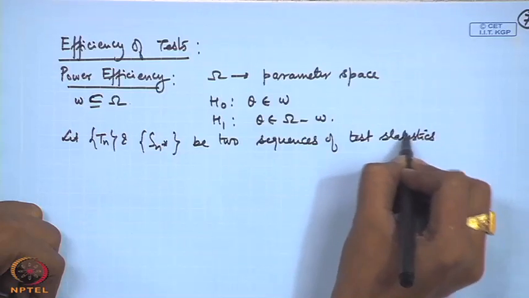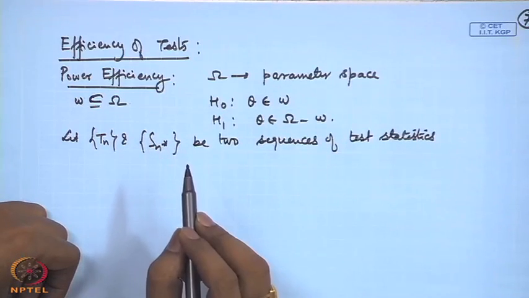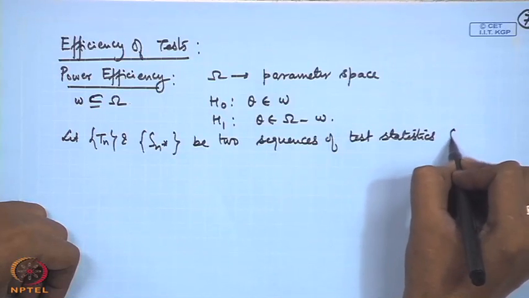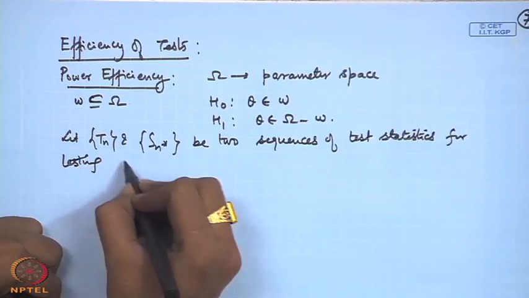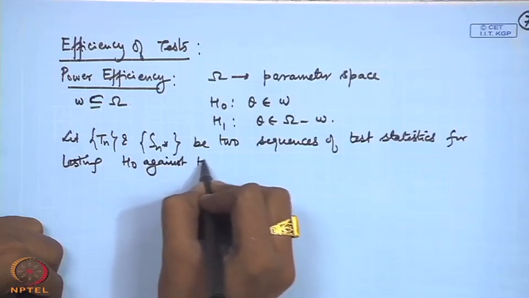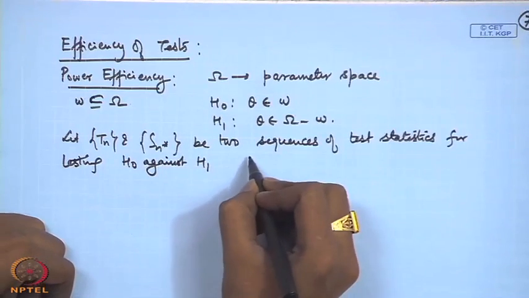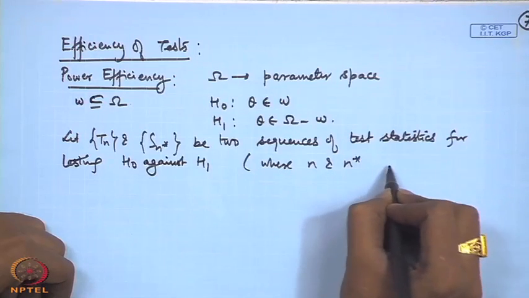We considered it a sequence because they are based on the sample size n. So, sample size may vary, that is why we are calling it so, for testing H naught against H 1. So, here n and n star are the respective sample sizes.